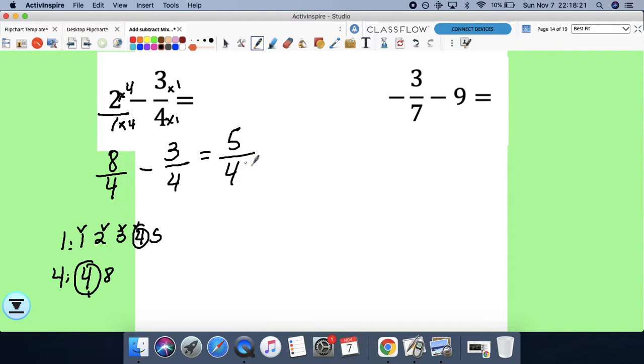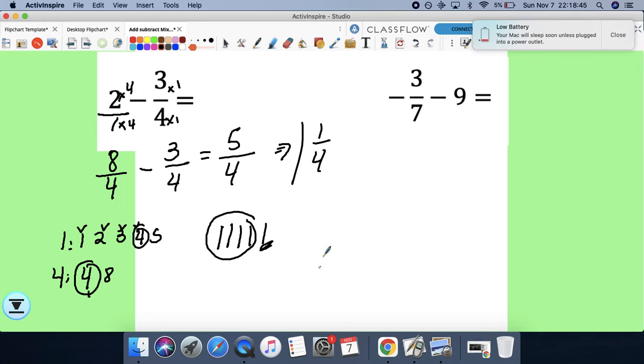We can change this answer to an improper fraction. So we're going to change 5 over 4. Let's think about it. We have 5: 1, 2, 3, 4, 5. How many groups can we make of 4? We can make one group. That's the same as 1. How many left over? 1 over 4. If you wanted to divide, uh-oh.